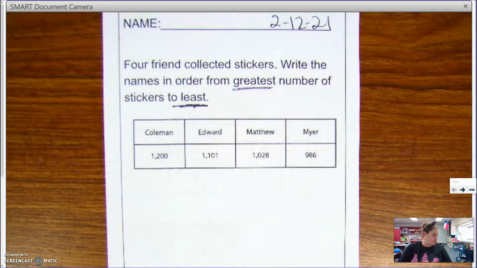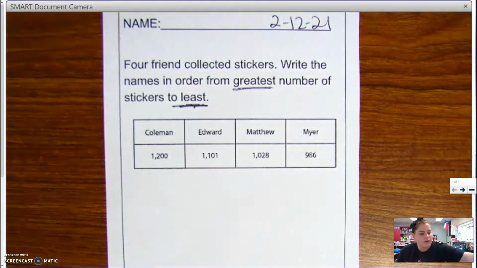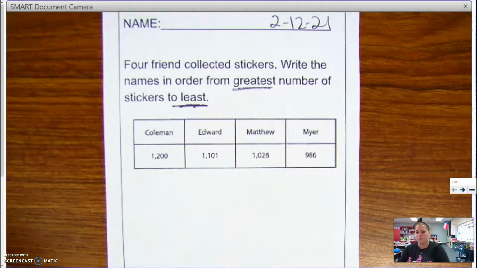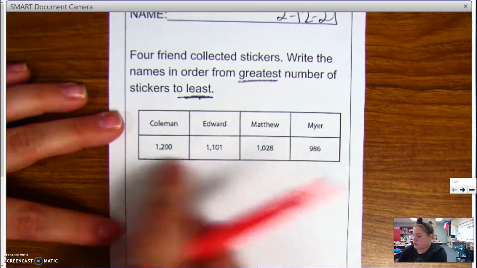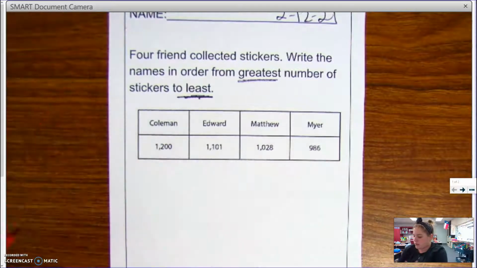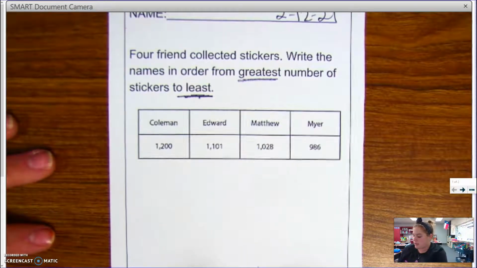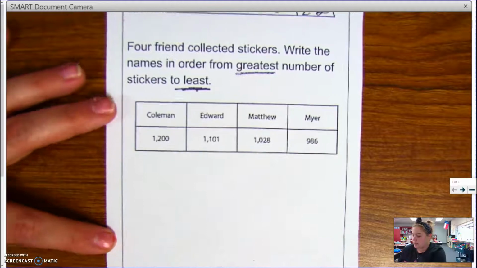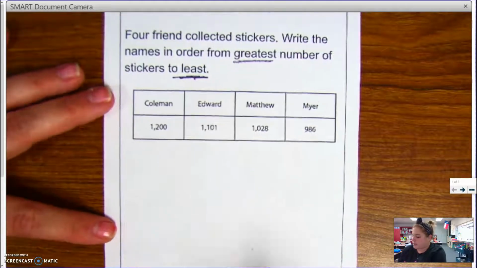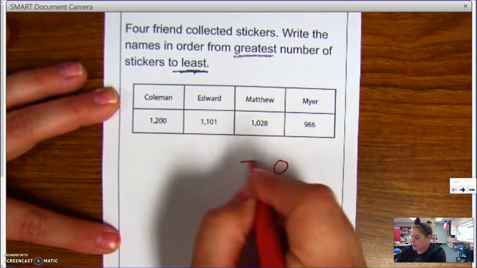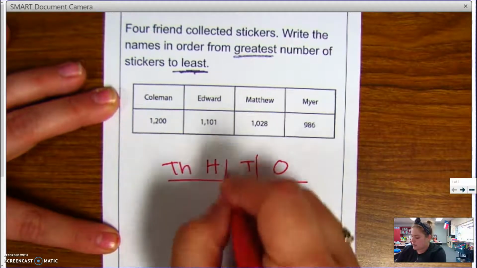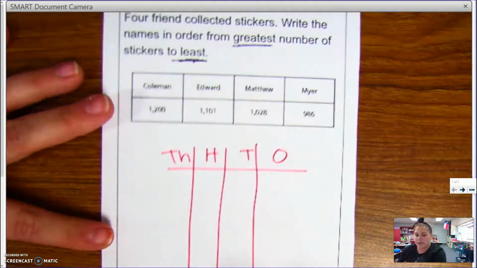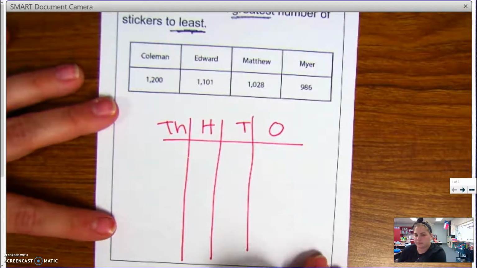I'm going to get a better pen. So just like we did with our chart practice at school, we're going to do the same thing here. First, I'm going to put all my numbers on a place value chart. So I'm going to go ones, tens, hundreds, and thousands. Place value, place value. Place value is the best.